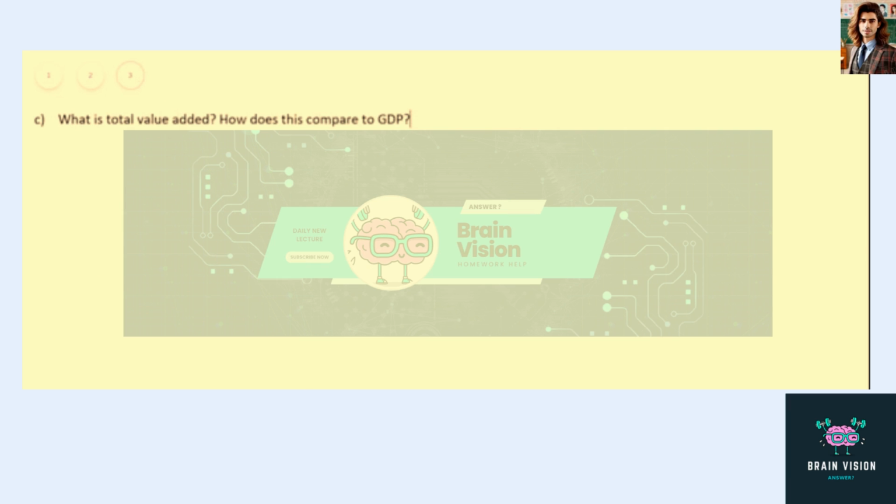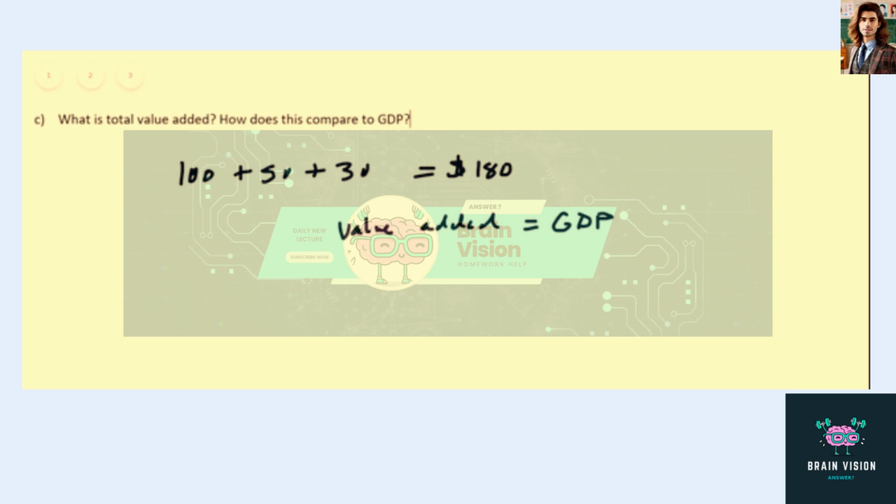The last question then asks, what is the total value added? Well, the total value added is just 100 plus 50 plus 30, which equals $180, which, if we recall from part 1, is the same value as GDP. So value added equals GDP and suggests that an alternative measure of GDP is value added.